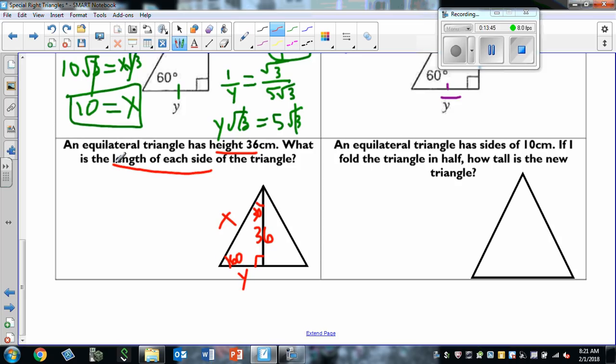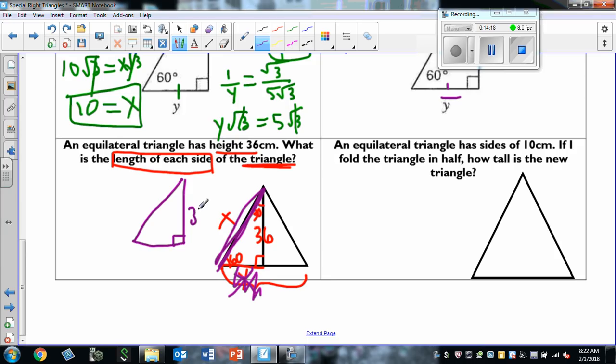Since I want the length of each side of the original triangle, I look at this and go, okay, y is just part of the side. It's not this whole thing, so it's not going to help me much. However, x is the whole side, so I really only have to solve for x. I don't care about y. So I'm just working with a triangle where I have 36, I have x, 60, 30, and I just need to figure out my labels so I can solve.